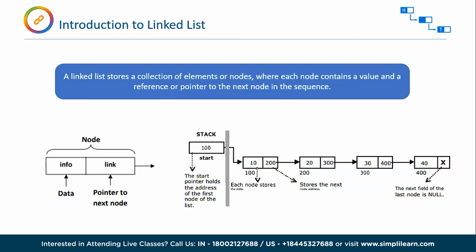So if you look at the example here, we have a start, which is a head pointer, which is holding a value 100, where the start pointer holds the address of the first node of the list. Now we have four different nodes, and each have different elements like 10, 20, 30, 40, and the first node is storing the element 10, which is having an address of 100, and it is pointing to the next node, which is storing the address of the next node, which is 200, and so on, until the final one where the next field of the last node is null.